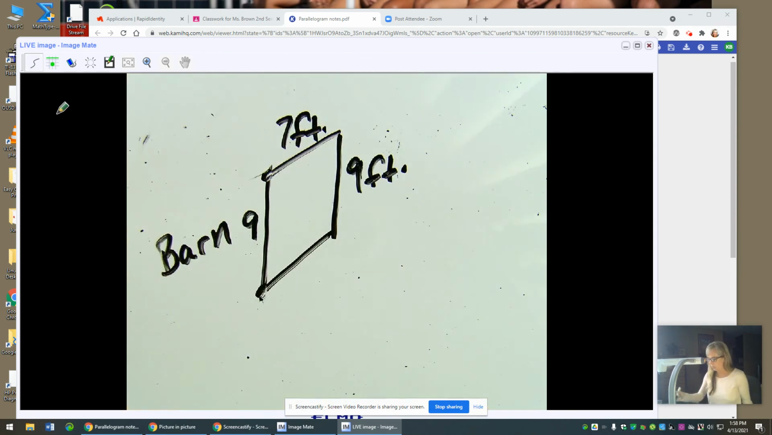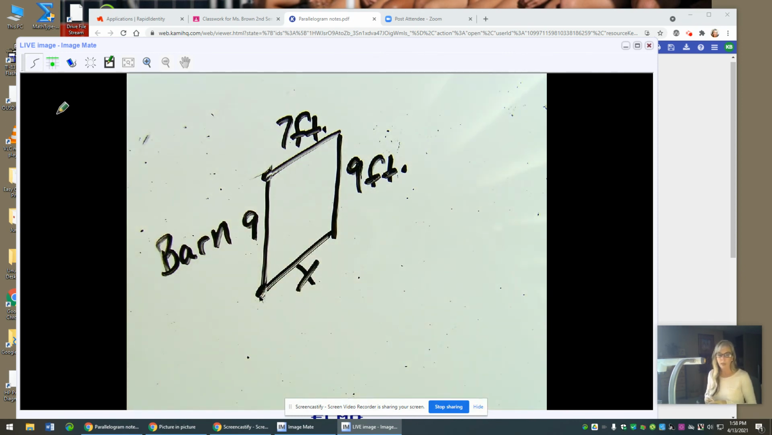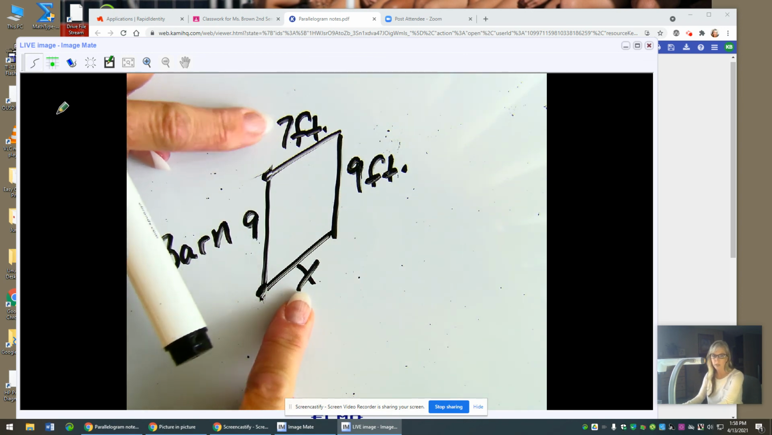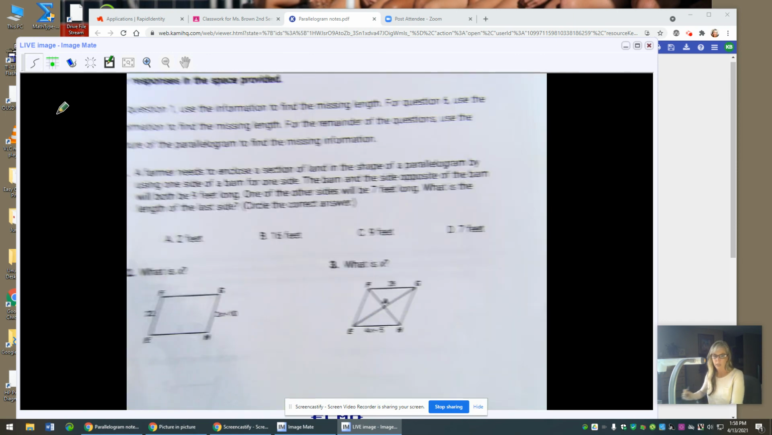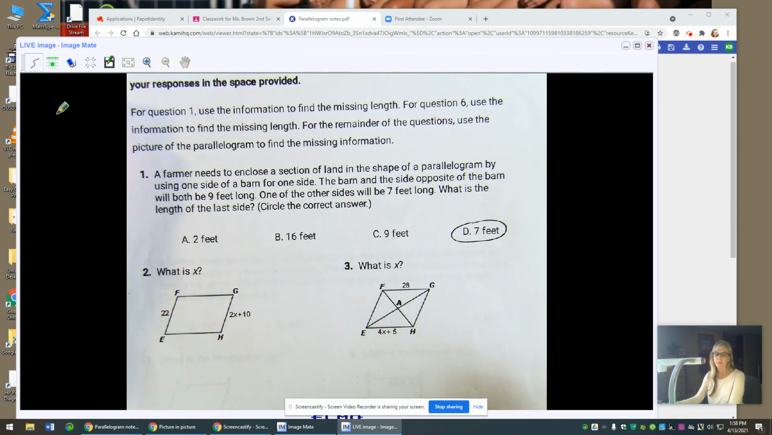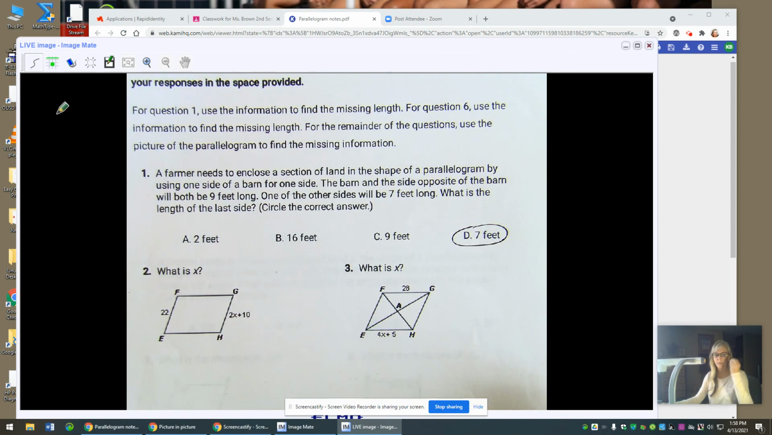Okay, so let's go back. We're looking for this guy right here. And what we know about parallelograms is that opposite sides are equal. So that other side must be 7 feet long. You probably didn't even need the diagram, but I feel like it helps to see it. It's got to be 7 feet. We didn't need to calculate it. We just need to have knowledge of parallelograms.